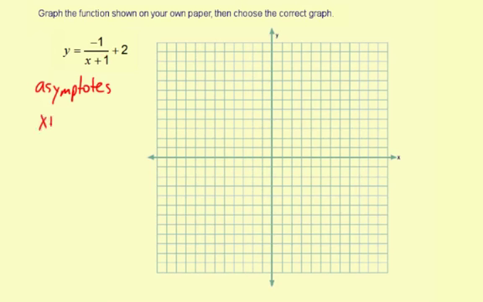So you set x plus 1 equals 0, then subtract 1 to get x equals negative 1. That's the vertical asymptote, and you cannot have an input of negative 1 in the function. So I'm going to put a dashed line on the graph for x equals negative 1.